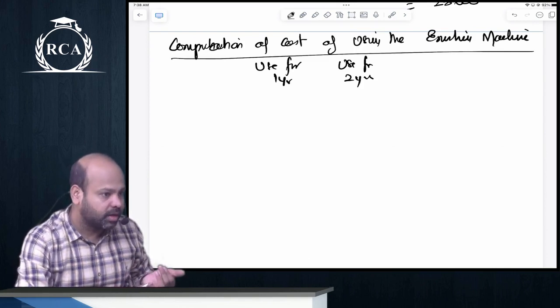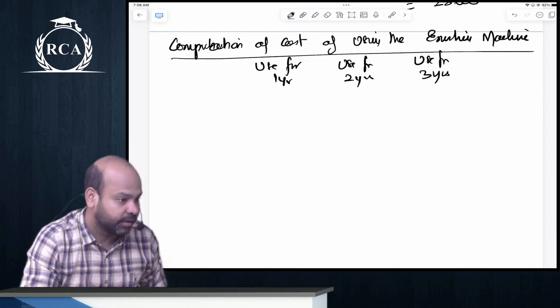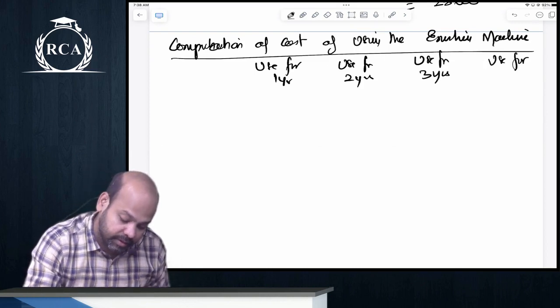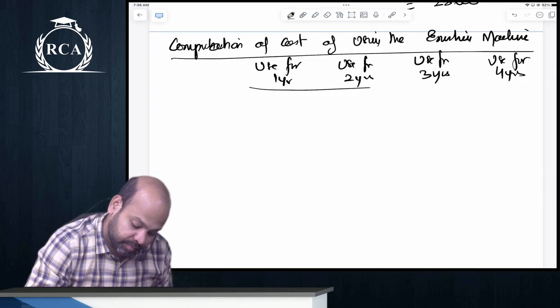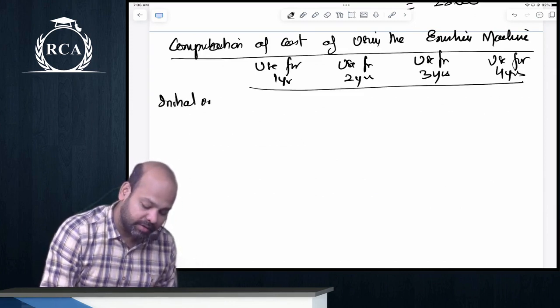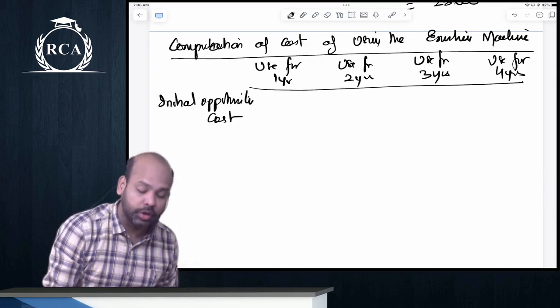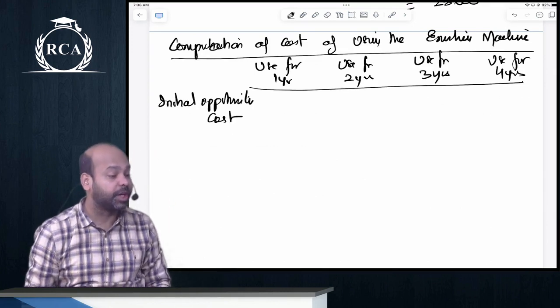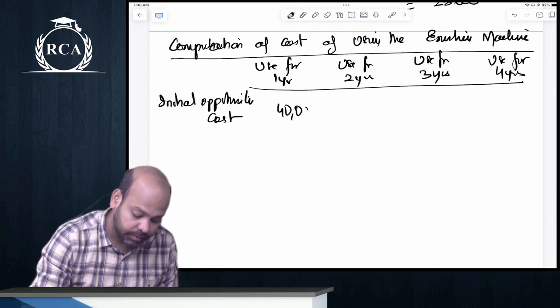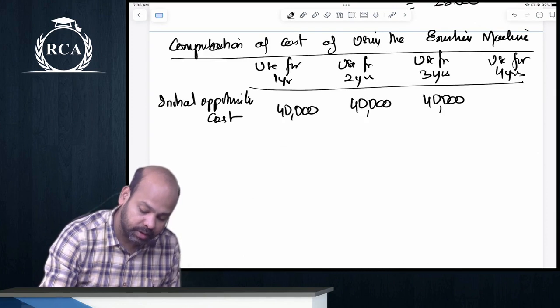समझ में आ रहा है ना? आज बेच देंगे, फिर 1 साल बाद में वही लेके आएंगे वापस उससे. What will I write, guys? Initial opportunity cost. I'm not writing it as investment, I'm writing it as opportunity cost. Irrespective of whether I use it for 1 year, 2 years, 3 years, or 4 years, what will be my opportunity cost? 40,000.